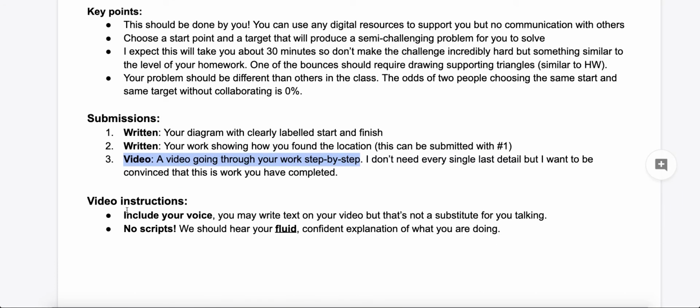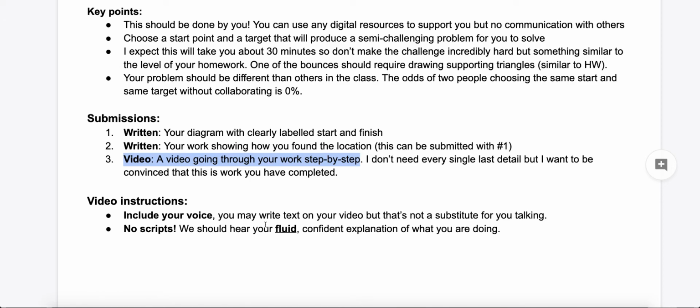These are my instructions for them. I always want them to include their voice. They can write text in the video, but it's not really a substitute for them talking. Also, I don't want to see any scripts. I don't want to hear them just repeating something that they've written down. They should have that fluid, confident explanation of what they're working on.